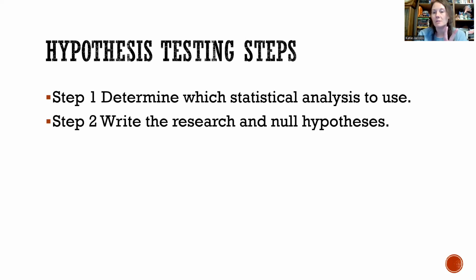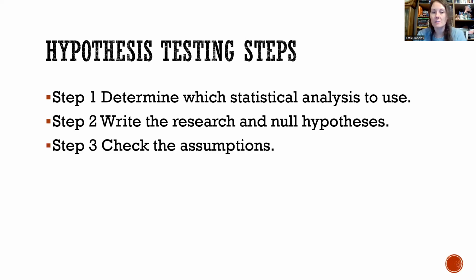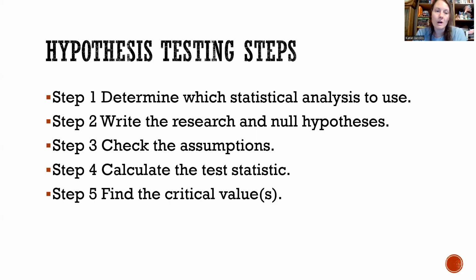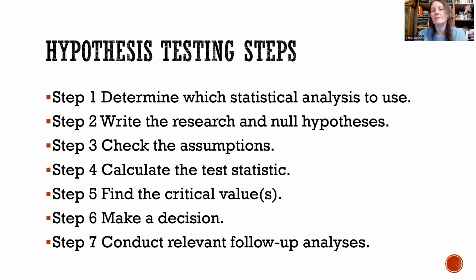Step 2 is write the research and null hypotheses. Step 3 is check the assumptions. That's to make sure you have the ingredients to do the analysis that you're trying to do. Step 4, we're going to calculate something called the test statistic. This is a number that we get from plugging our information from our data set into a formula that will help us make a decision about what we think the right answer is. Step 5, then we're going to find a critical value. We'll talk about what that means in a little bit. Step 6, you're going to make a decision. And step 7, you'll conduct any relevant follow-up analyses. All right, so let's go ahead and get started with these.